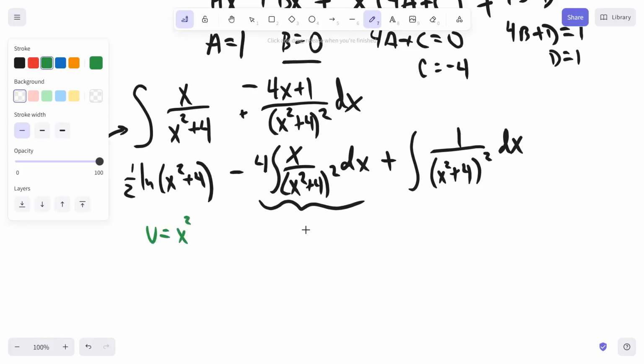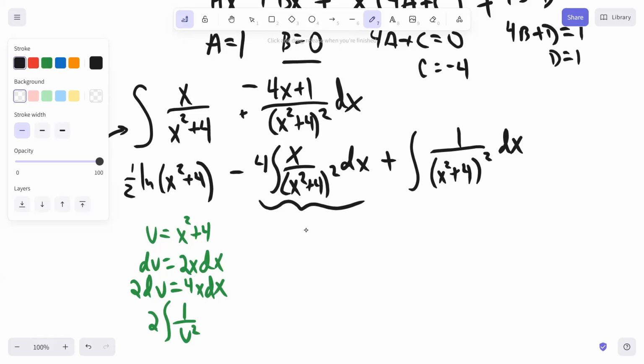This integral right here is similar to one we've done before, where we do u substitution with u equals x squared plus 4, du equals 2x dx, but you have a 4 there, so 2 du equals 4x dx. And then this is going to be 2 times the integral of 1 over u squared. Okay, so this is going to end up being negative 2 over x squared plus 4, but since it's being subtracted, this is going to make it plus. So plus 2 over x squared plus 4.